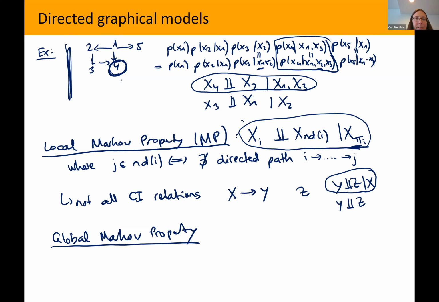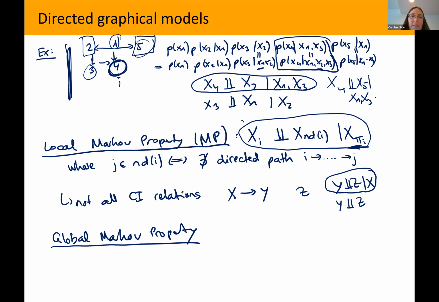So this is I, number 4. In this case, who are my parents? It's 1 and 3, so I need to condition on these. And who are my non-descendants? There is actually more, but both of them would be my non-descendants. So the conditional independence relation would be even bigger. It's not just that x4 is independent of x2 given x1 and x3, but in fact it's also true that x4 is independent of x5 given x1 and x3.